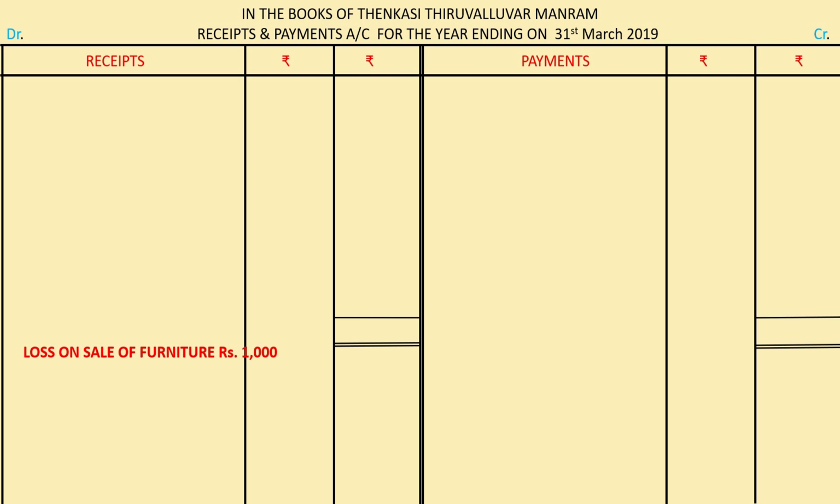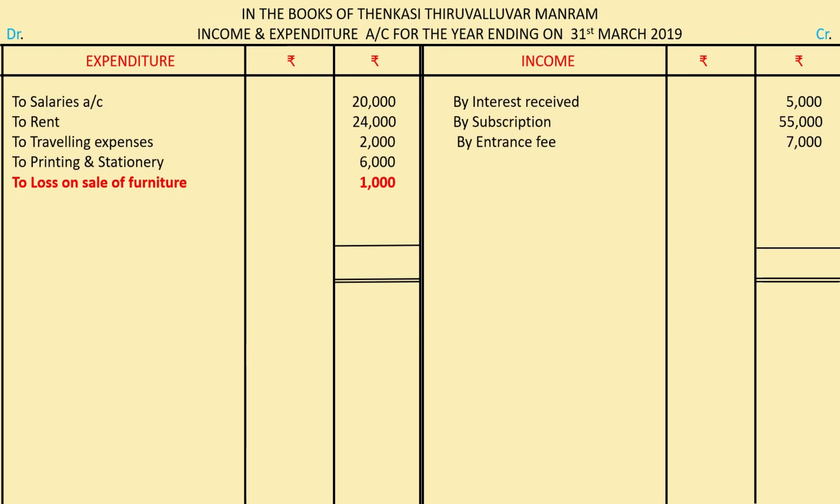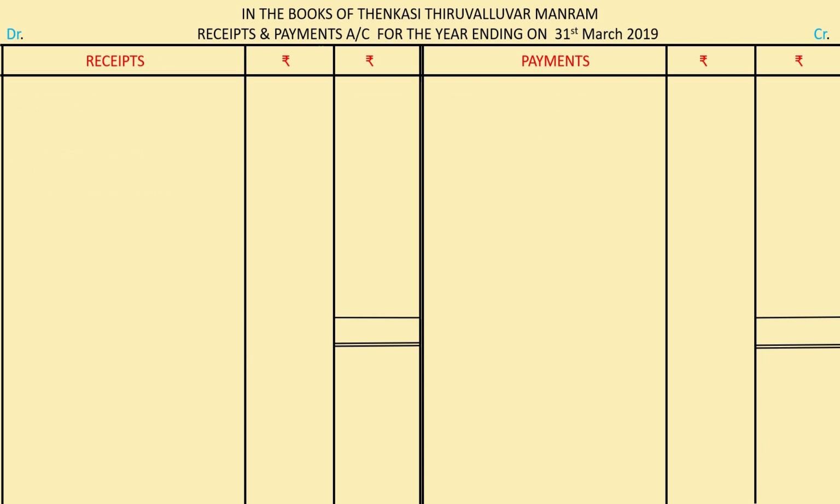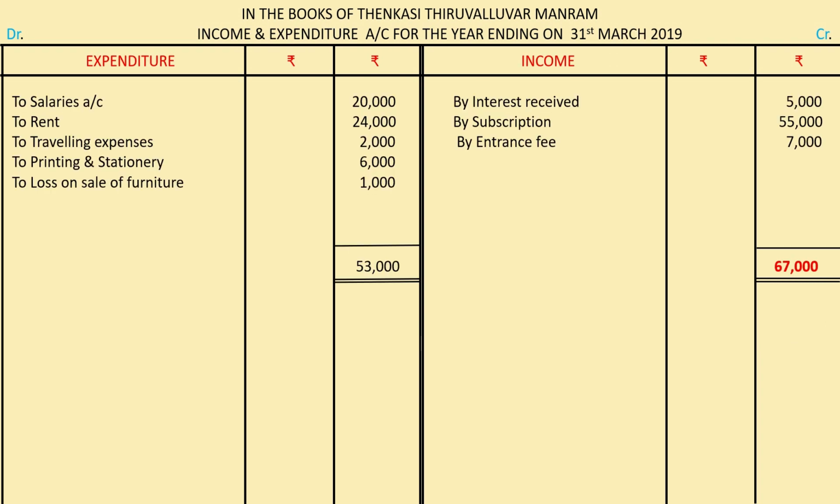We have got a loss on sale of furniture. I have already told you income and expenditure account is a nominal account where all losses will be debited. To loss on sale of furniture will also come in the debit. We have completed the items in receipts and payments account. The next step is to total up the income and expenditure account.